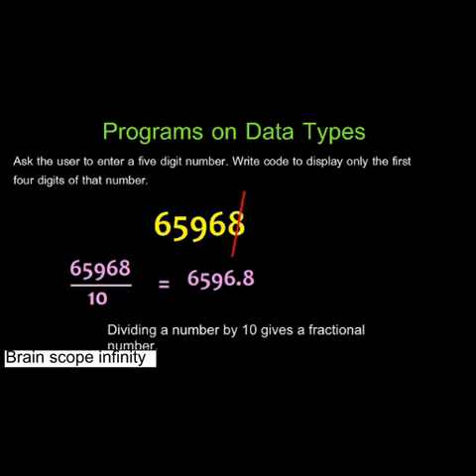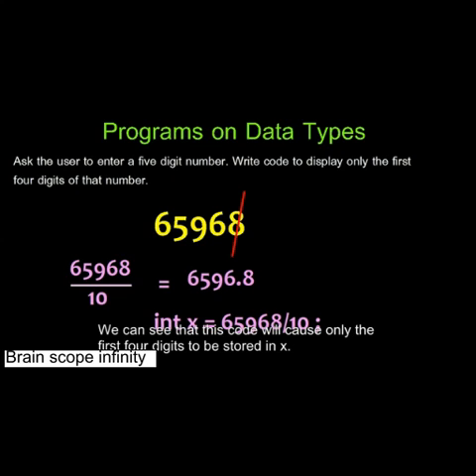Dividing a number by 10 gives a fractional number. The fraction can be dropped by storing this in an int type of variable. The compiler will truncate the fraction so that we shall be left with the first 4 digits. We can see that this code will cause only the first 4 digits to be stored in X. We can then display X.